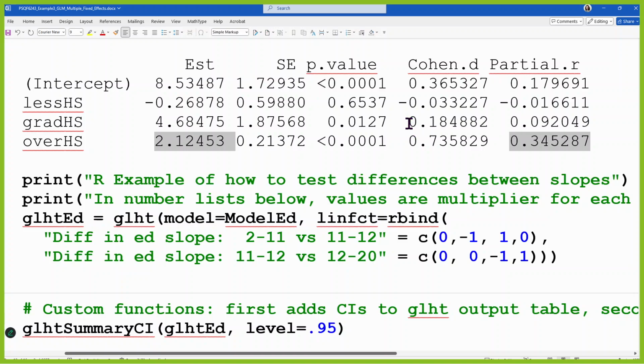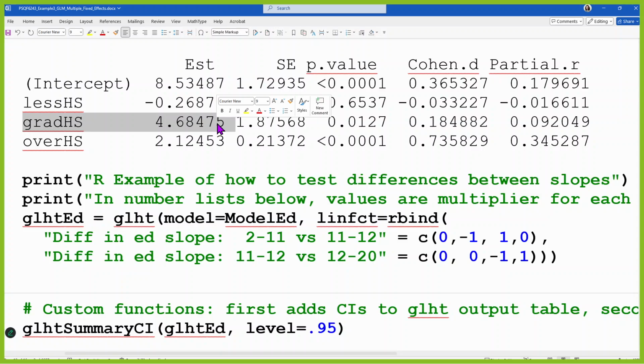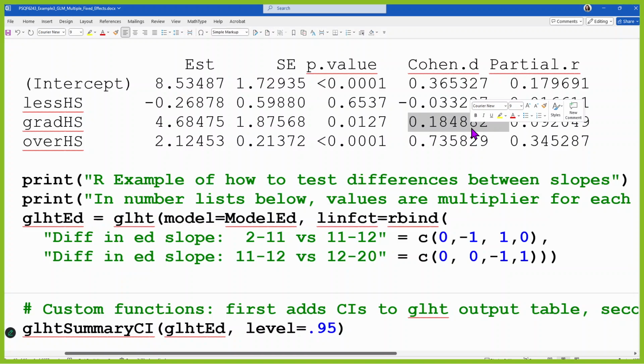Yes, so Cohen's d is used for group differences, and it's a measure of standardized mean difference in standard deviation units. These aren't groups. So this is 0 to 11. This is 12 to 20. And this is 11 to 12. So this is the only one that you can think of as groups because there's only two possible values. And so you can think of this as the standardized mean difference of people who graduated high school versus only made it to 11th grade. That's why. Thank you for the question.